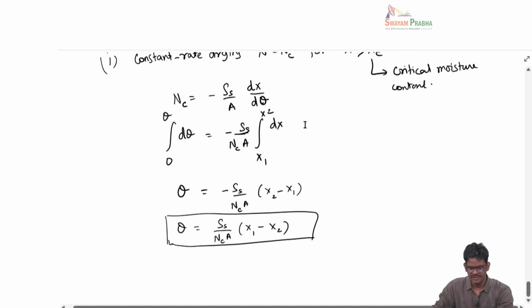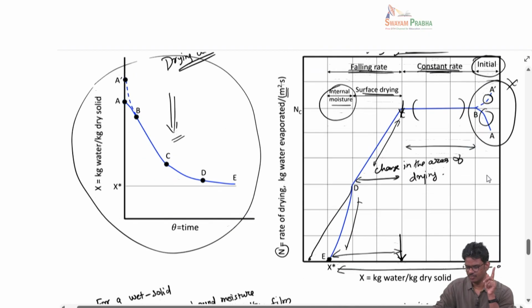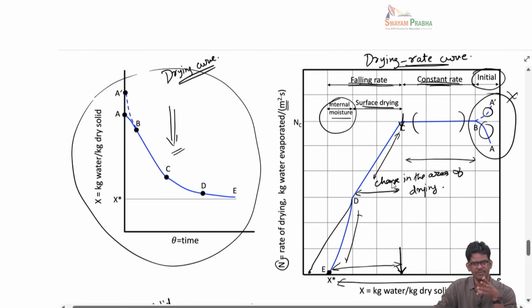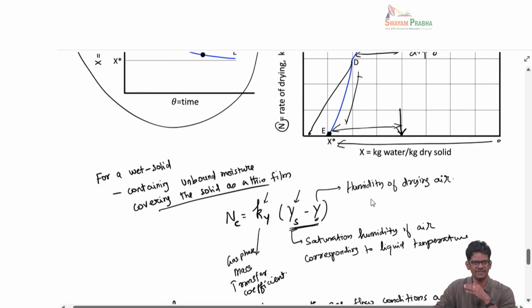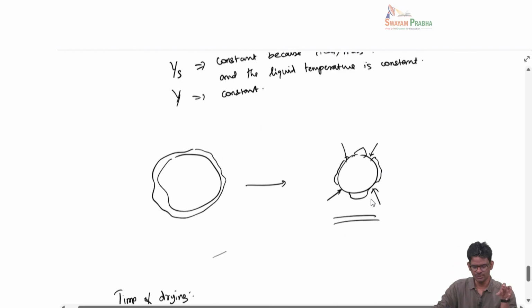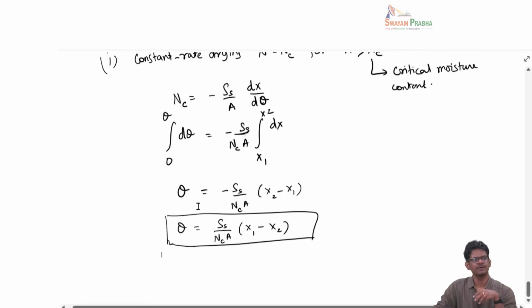A simple integration basically gives you the time required to dry a material from X1 to X2 under constant drying conditions. This constant drying rate Nc will have to be obtained from experimental batch drying data. Once we do one experiment and produce this kind of drying rate curve, that can be used for different drying scenarios. Let's say you want to dry for different moisture contents, you can use this data. That's how we take data from laboratory experiments and use it for estimating time of drying under different moisture contents, as long as you remain in the constant drying rate.